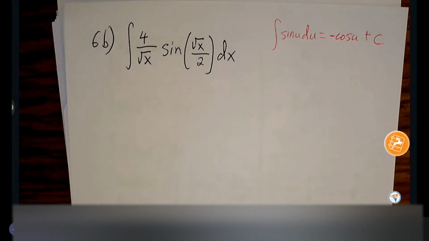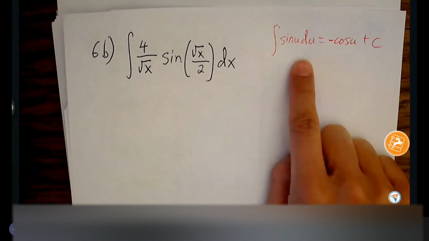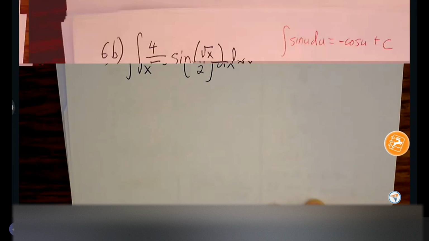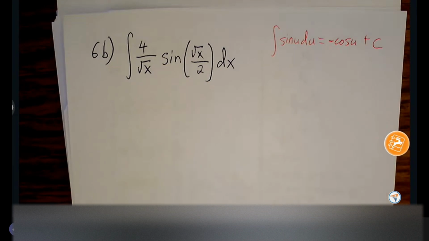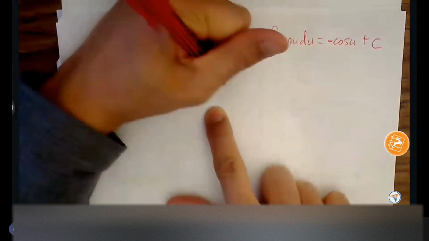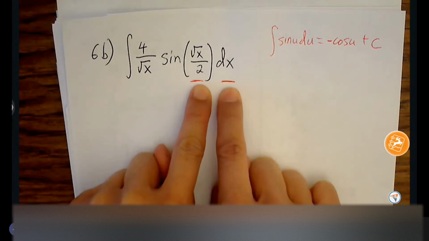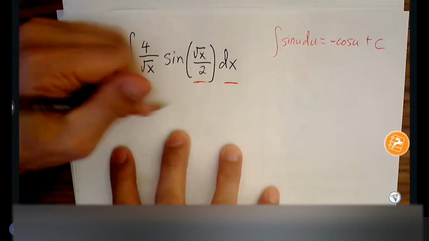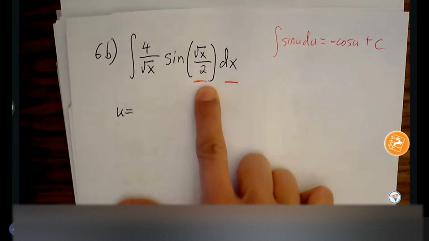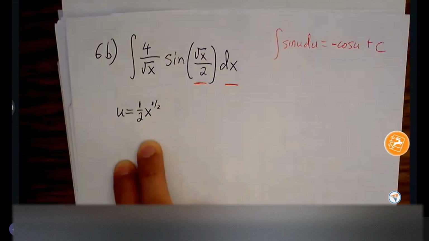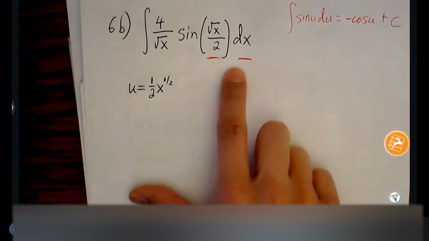So if we want to target this, then what's our u value? What's our u value? That's right, the entire expression. So we're going to target this. We don't know what's going to happen here, so we'll just see what happens when we go through and see if things can clean up. I'm going to rewrite this as 1/2 x to the 1/2, just to get it a little bit cleaner.